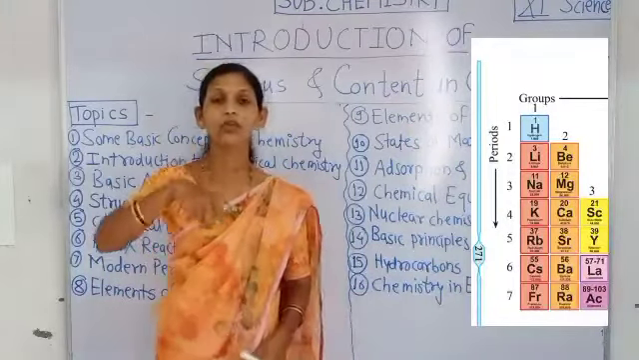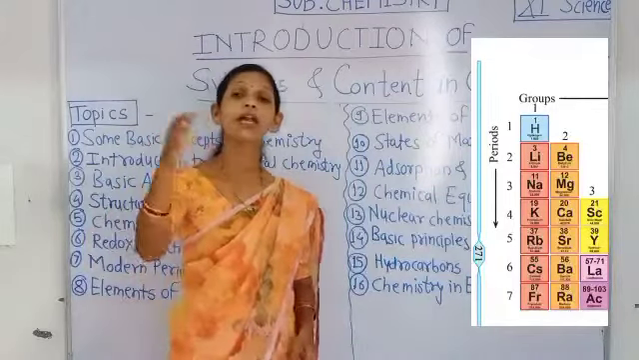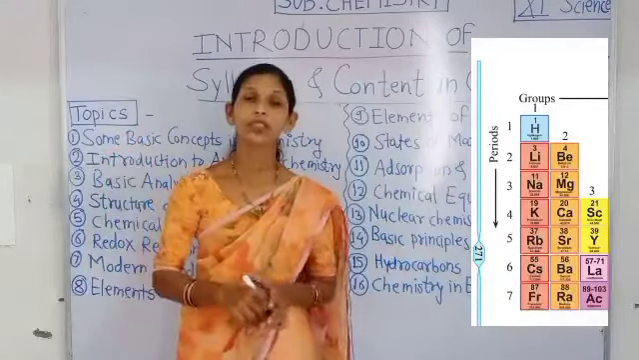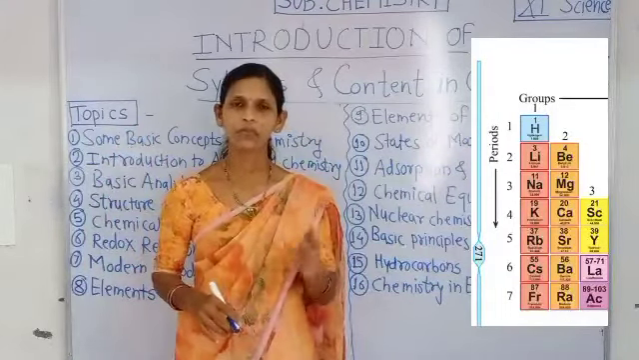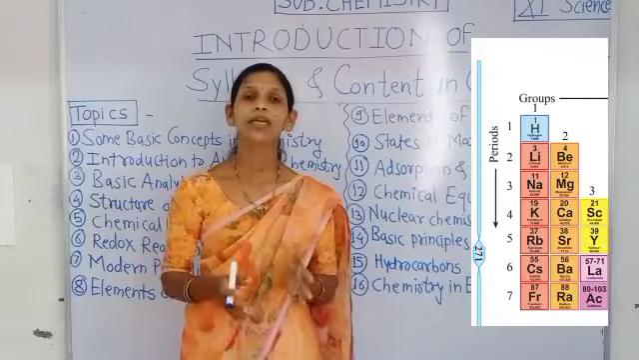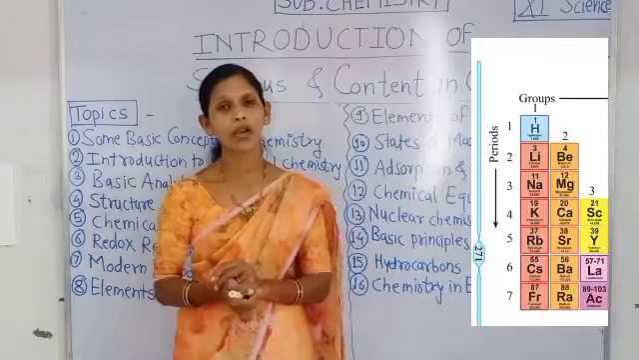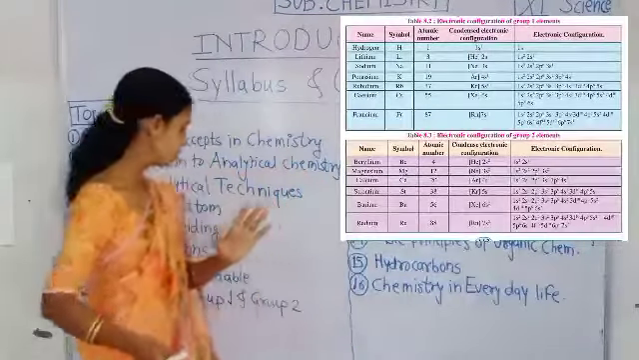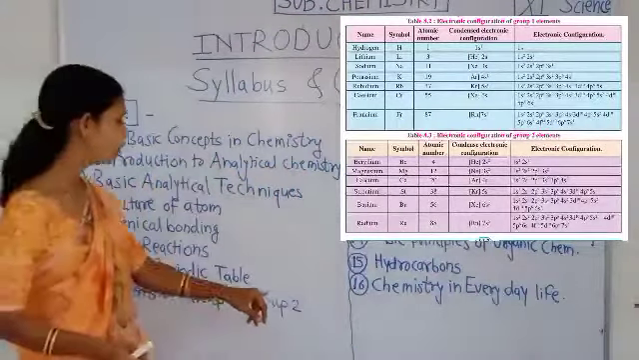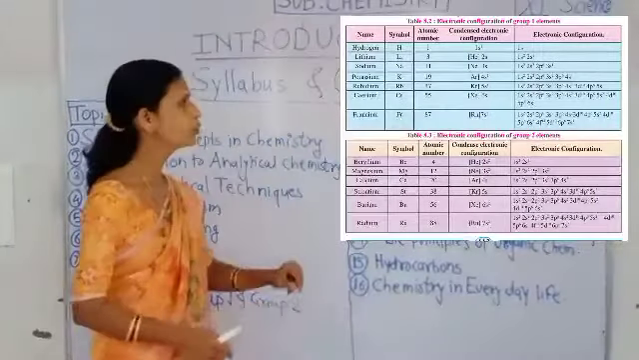As well as second group elements are there, that is alkaline earth metals, which are magnesium, calcium, barium, radium. Those are the alkaline earth metals. We will study about all that in the chapter, that is elements of group 1 and group 2.